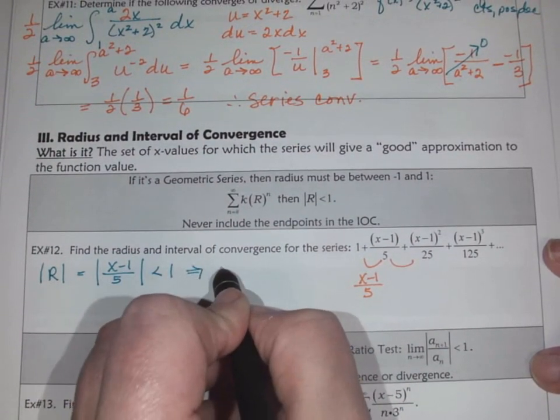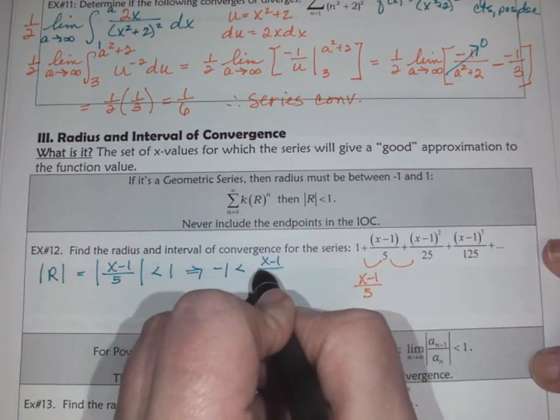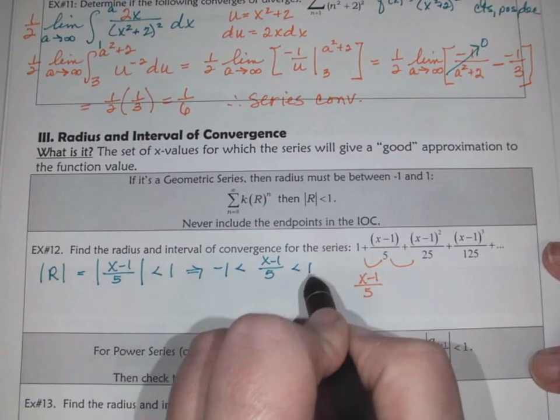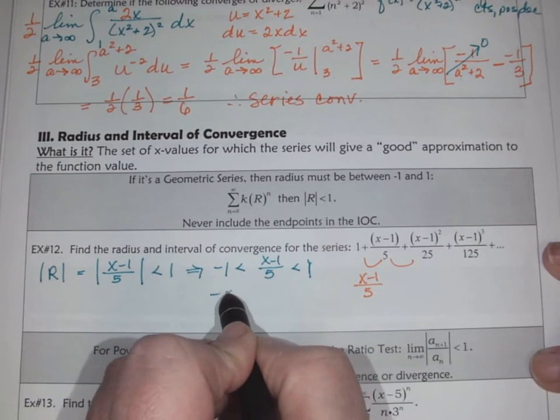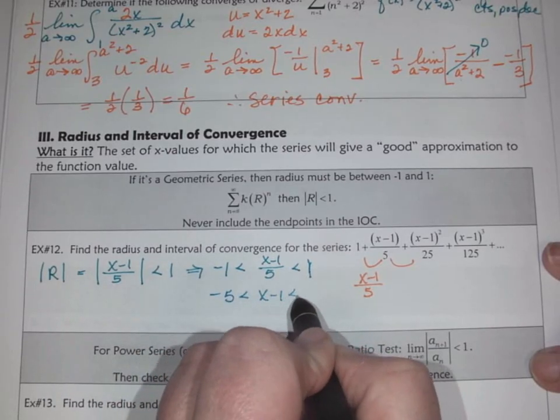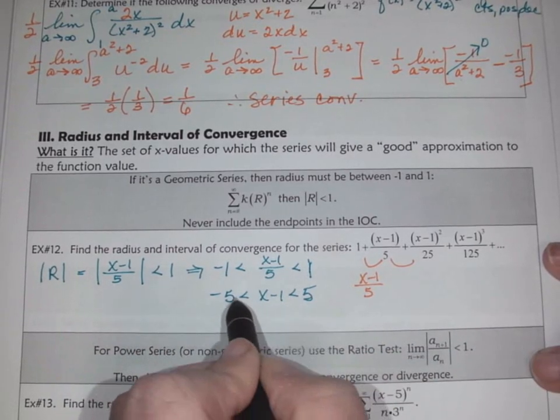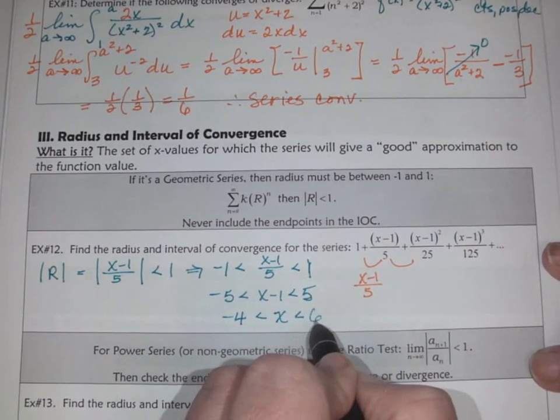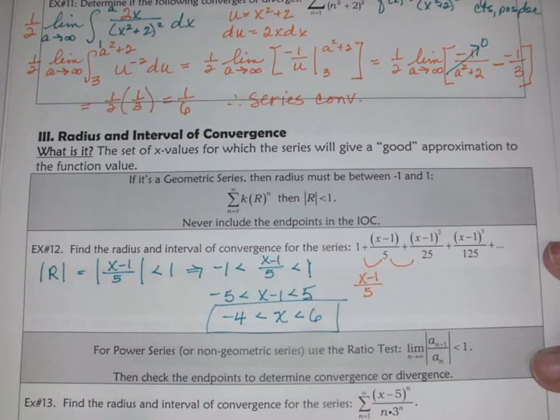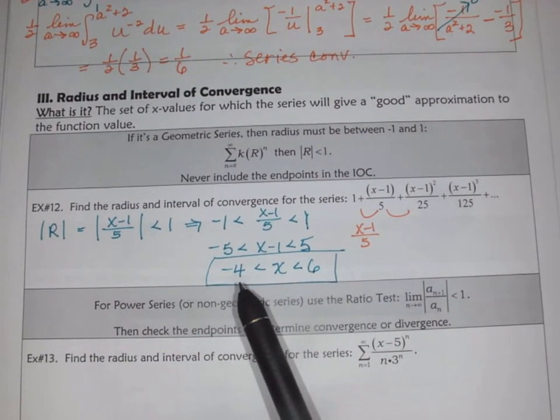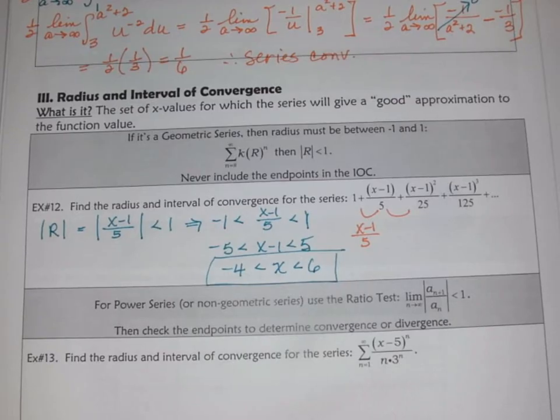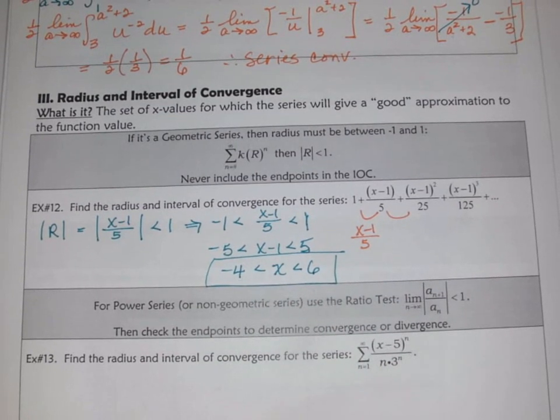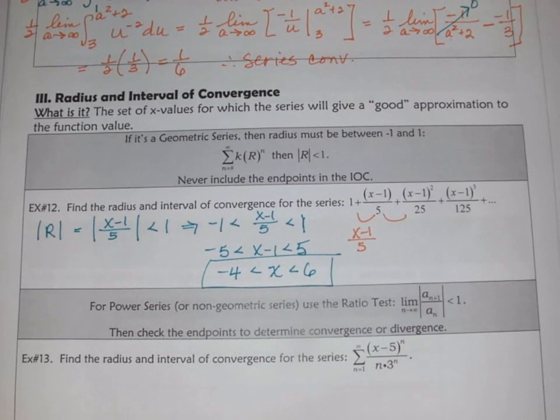So that gave us negative 1 less than x minus 1 over 5 less than 1. Multiplied by 5 gives us negative 5 less than x minus 1 less than positive 5. Add 1 to both sides gives me negative 4 less than x less than 6. So that is our interval of convergence. Now remember, we don't have to check our endpoints when it's geometric, because our geometric series test says when it's equal to 1, it diverges. So we don't want it to be negative 4 or 6, because then our ratio would be equal to 1.